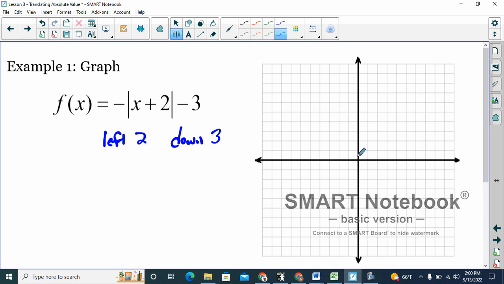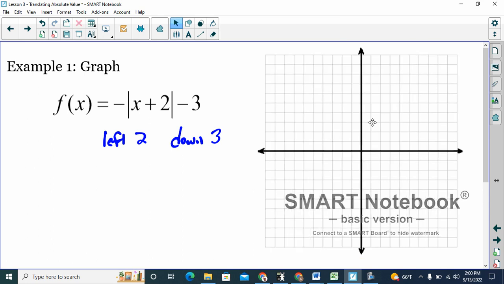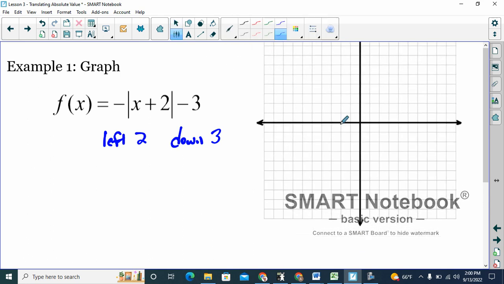So we start at the origin, and we complete our translation. We go left 2, down 3. That's going to be the vertex of your absolute value function, the V.